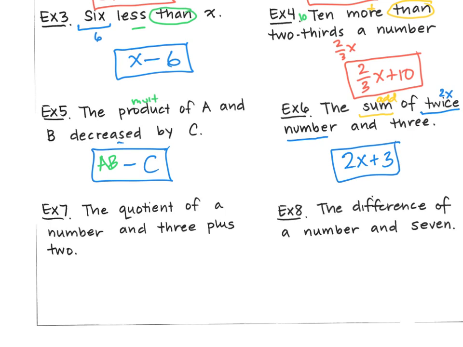Two more. For example 7, it has quotient for the first time. Quotient means divide. We write it as a fraction, something like x over y. The quotient of a number and 3. So I want to make a fraction, with a number on top, the quotient, and 3 on the bottom. Then it says plus 2.